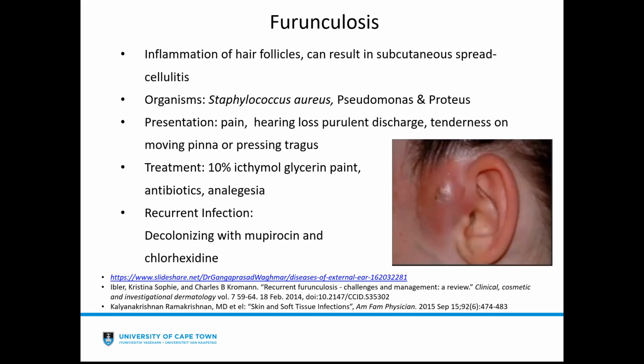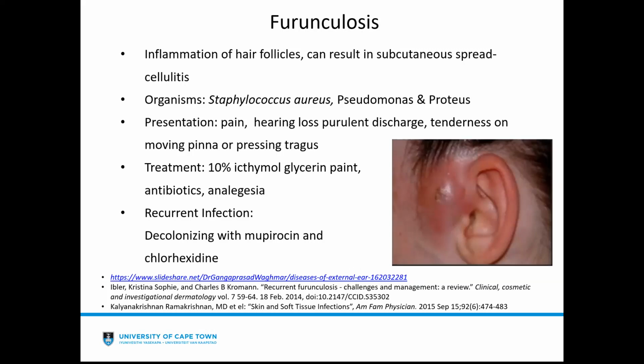For treatment of these patients, you can use topicals, so 10% ichthammol glycerin paint can be used, and the antibiotic of choice here for mild or moderate disease is a second-generation cephalosporin. You can use co-amoxiclav, or in penicillin-sensitive patients, clindamycin. For patients who you pick up MRSA on, the antibiotic of choice is driven by the sensitivities of the organism.